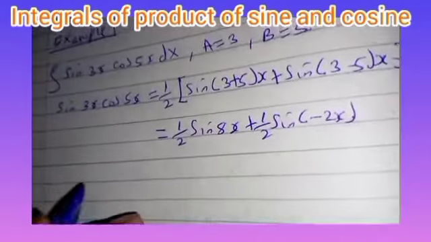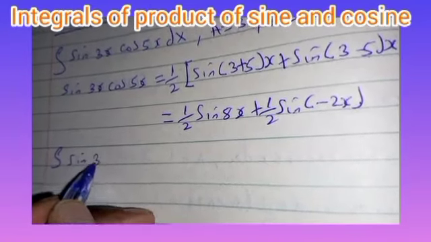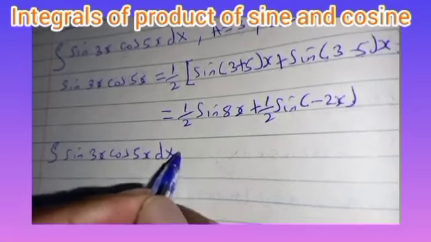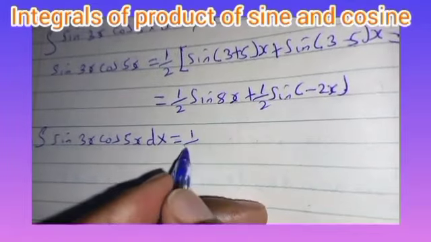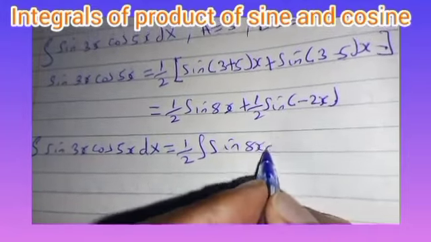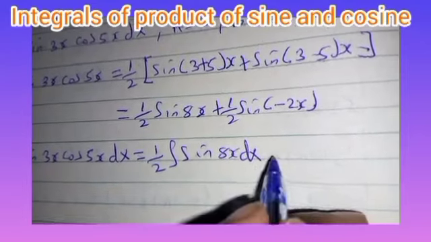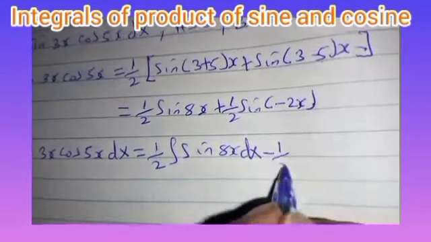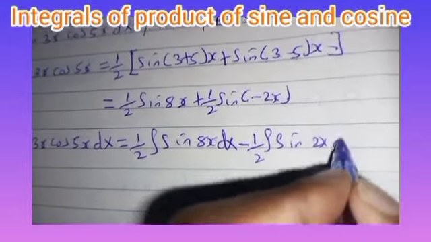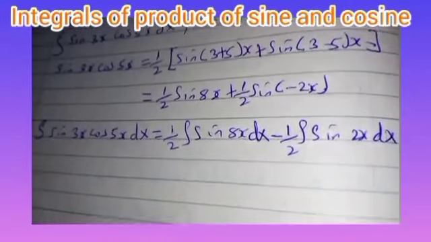So integral of sine of 3x multiplying by cos of 5x dx is equal to half integral of sine of 8x dx minus half integral of sine of 2x dx. So making use of that identity, that is what we are going to have.